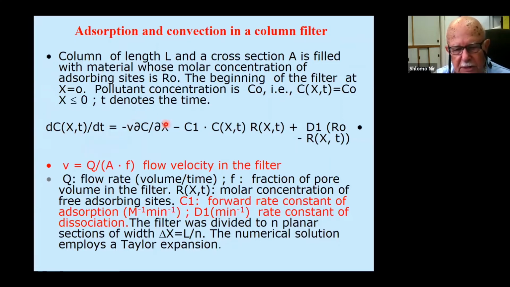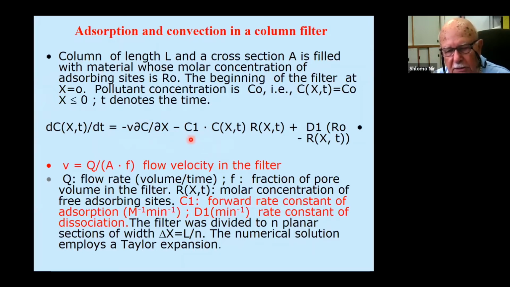This term is the flow term. V is the flow velocity in the pores in the filter. dC/dx is the gradient of the concentration. It starts with a large concentration and emerges at a smaller concentration, sometimes 0. So this is a positive term. It increases the concentration of a pollutant.